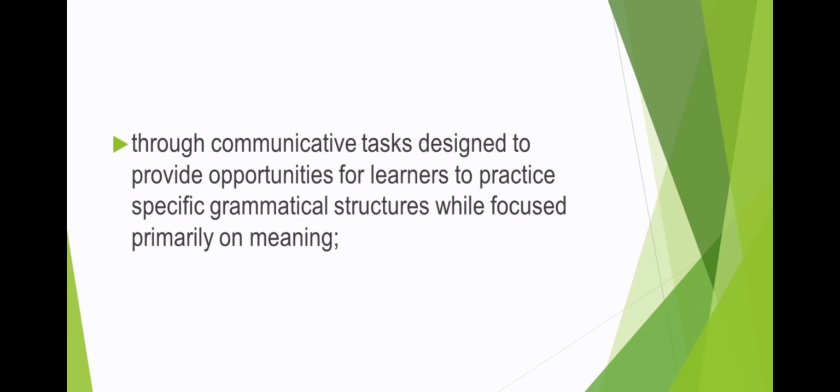Through communicative tasks designed to provide opportunities for learners to practice specific grammatical structures while focused primarily on meaning. So, which means, for example, direction here is underline the nouns in the sentence and circle the verbs. Example number 1, the cat ran up the tree. So the noun here is cat and the verb here is run.